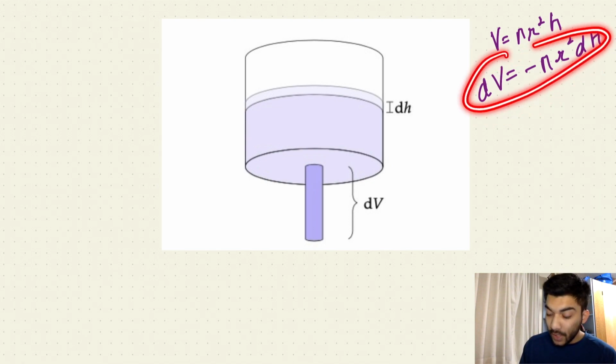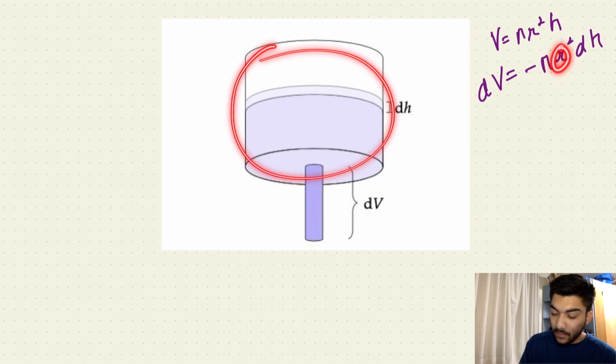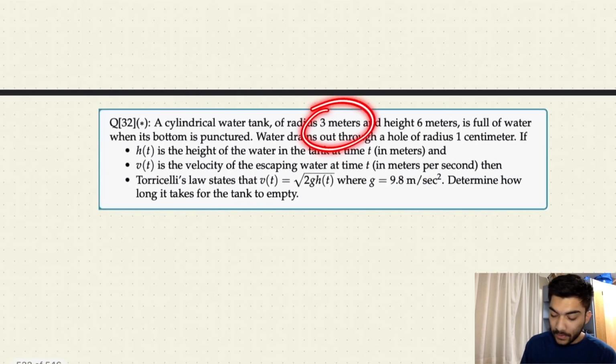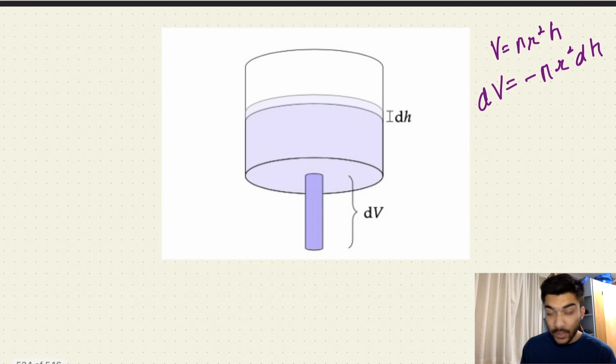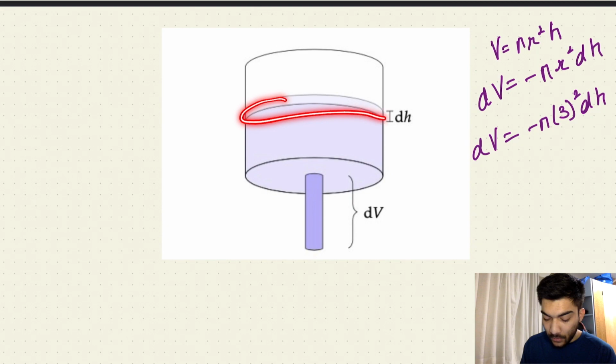So this is the change in the volume of the water which is caused by this dh decrease in height, right? And we already know the radius of the cylindrical vessel, which is 3 meters, as already given. So dv in this case would be minus pi times 3 squared dh, right? So this is the volume of the water which is being decreased from the cylindrical vessel.